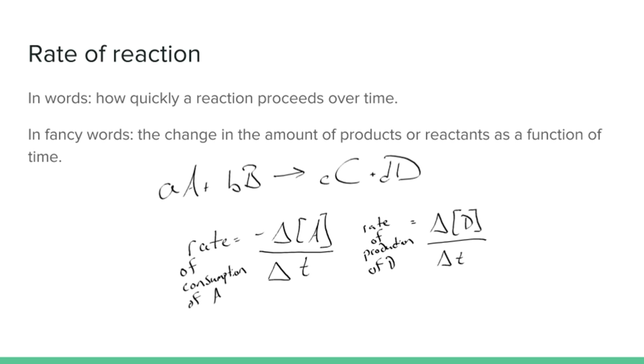So because A is disappearing, it's going to have a negative change. So you multiply it by that negative sign to make the rate positive. Okay? And that is, in a nutshell, how you measure the rate of a chemical reaction. It is relatively straightforward in that way.